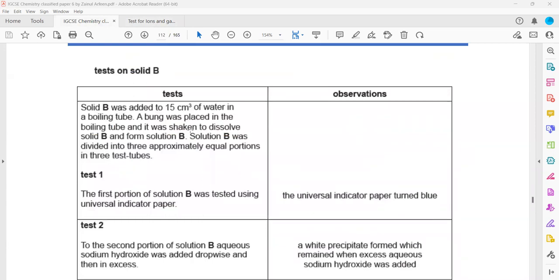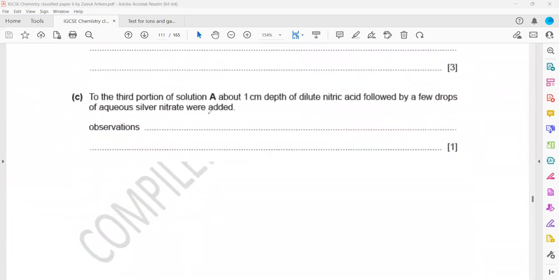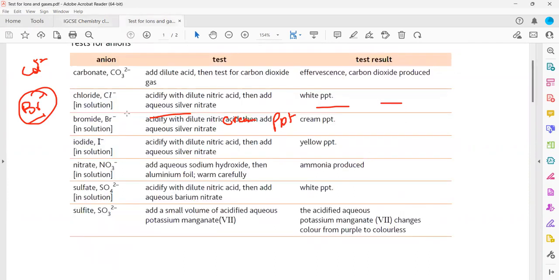Solid B. Yes, you can write PPT. That's right. Instead of writing full precipitate, you just write PPT. What do we write for part C? For part C, we will write cream color precipitate. Why cream color precipitate? Because in the beginning they mentioned this is a salt which contains copper 2 and bromide. And bromide ion with nitric acid and silver nitrate gives us the cream color precipitate. The cream PPT.